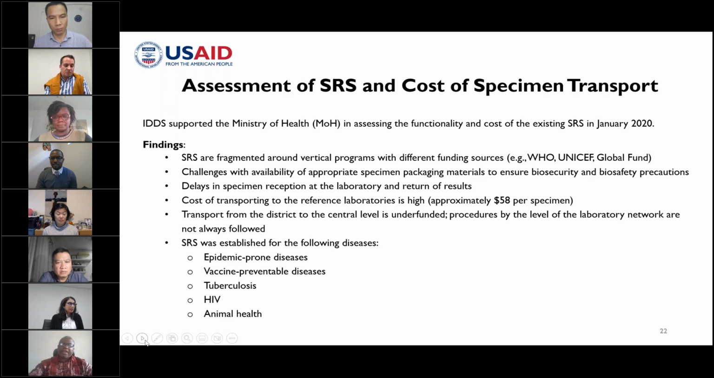We observed a fragmented specimen referral system, lack of appropriate specimen packaging and materials, delay in transporting samples from the peripheral to the reference and the regional labs, high specimen rejection rate, and a high transport cost. Next slide.